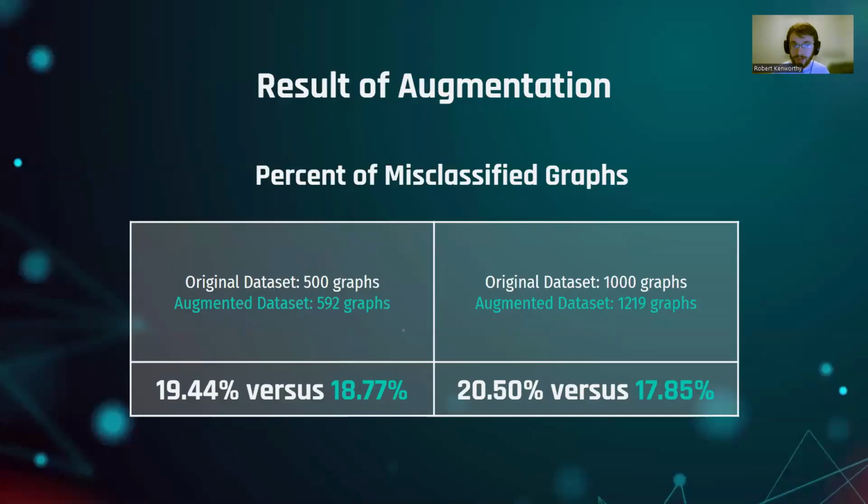Here are the results that we actually got. For the smaller data set of about 500 graphs, when we added 92 using our augmentation scheme, we only saw a performance increase of about 0.75%. But then once we used double the amount and we added 200 augmented graphs, or 200 generated graphs, to the data set, we saw a performance increase of about 3%, which is much better and leads to more promise.